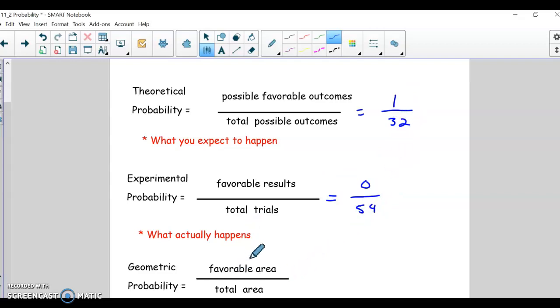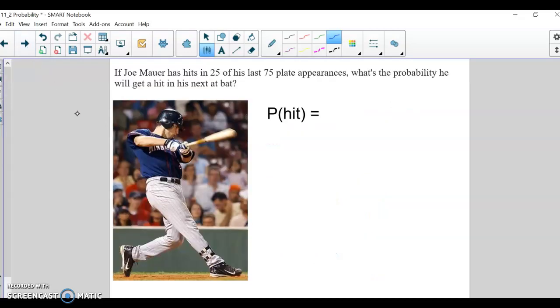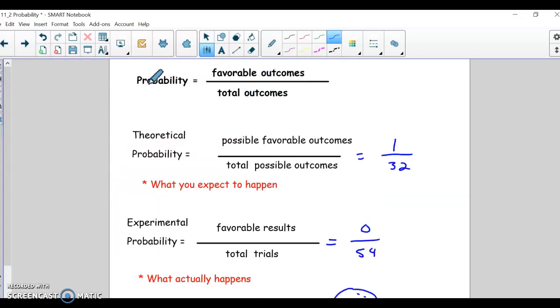And geometric is just with area, so you'll have a little shape, and maybe we want a dartboard to land right in the middle. So you'll take the favorable area of the middle and then divide that by the total area, and that's your chances that a randomly thrown dart will hit in the area that we want. Right now it kind of looks like a donut, but we'll do some of those towards the end. So we're just going to calculate a bunch of them, all based off of favorable out of total.